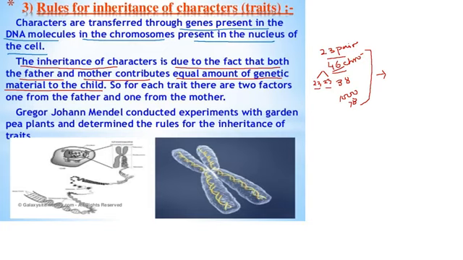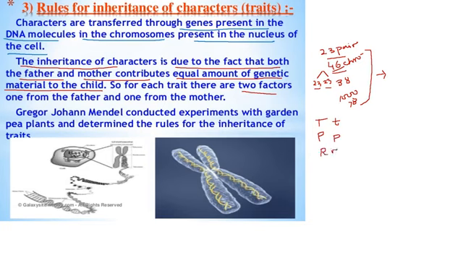For each trait there are two factors. Mendel did not know about genes; the discovery of genes was made much later. Mendel used the term factors, so a factor is nothing but a gene. What he wanted to say is that for each trait there should be two genes. Let's say for height there are two genes, one tall and the other short. For the purple color of flower, capital P, small p. For round and wrinkled, capital R, small r.